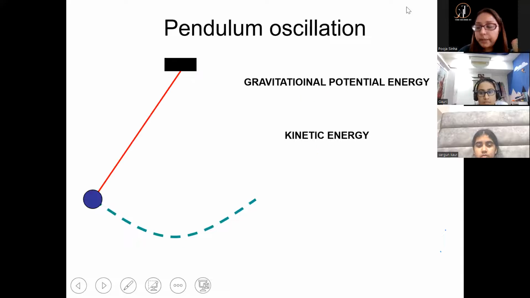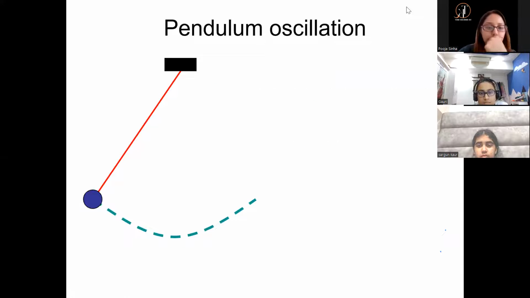Okay, now let's look at the pendulum. This is the position of the pendulum: you held the pendulum and took it up. Now what will happen? What will happen, Sargun, at this point? When you leave it, it will go over like that. At this point, what is the situation? You have raised it, so what have you increased in it?